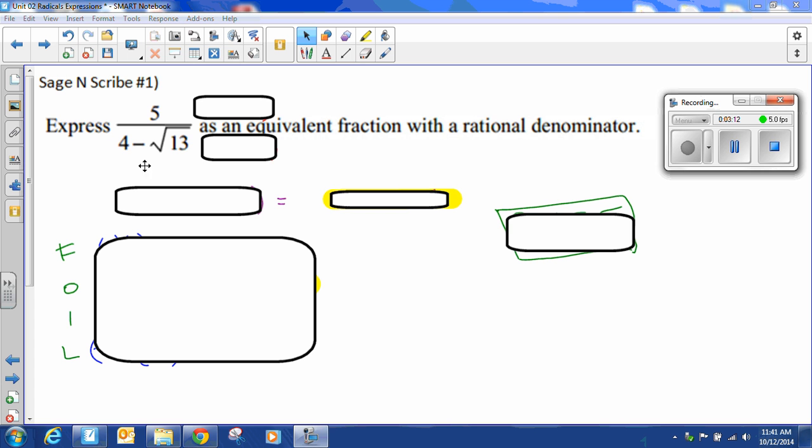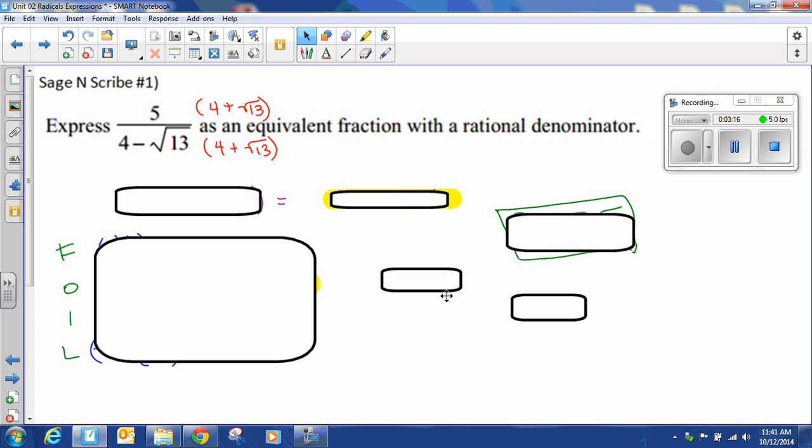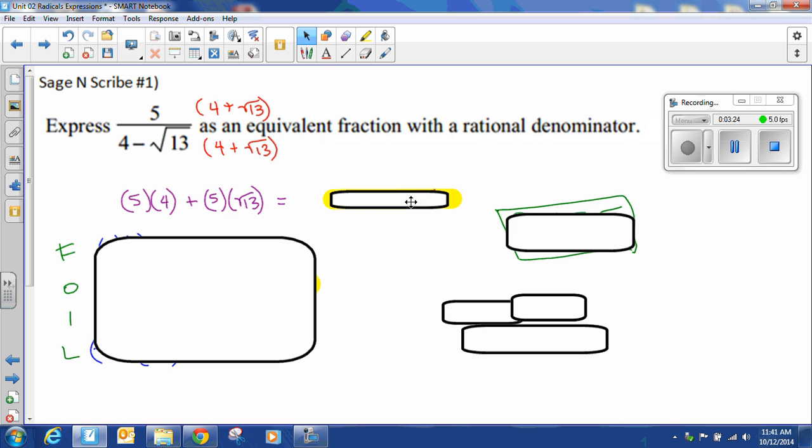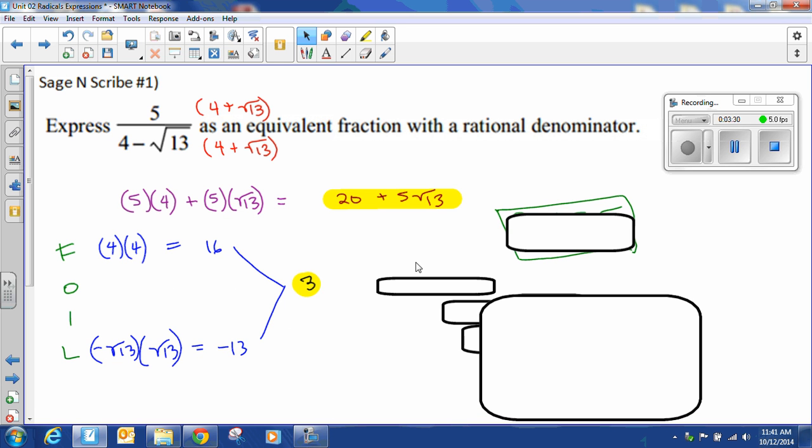5 divided by 4 minus radical 13. Well, the conjugate is 4 plus radical 13. So we'll multiply both numerator and denominator. The numerator must be distributed, giving 20 plus 5 radical 13. And the denominator must be FOILed because it's a binomial times binomial.